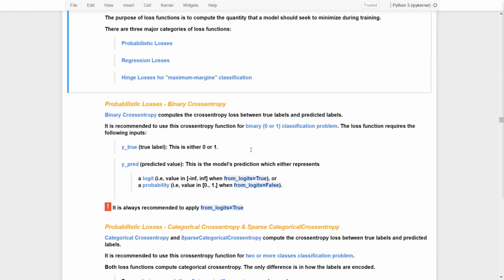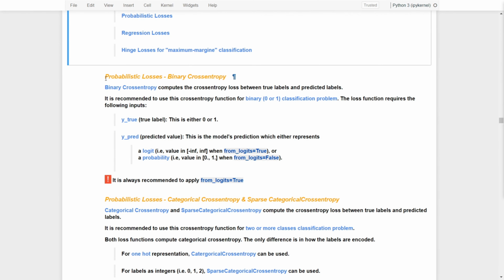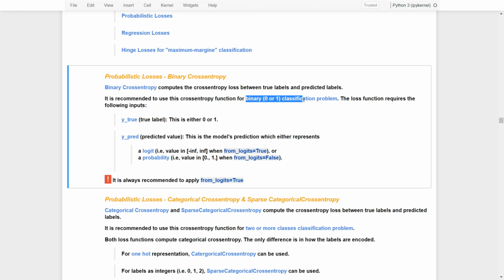Let's take a look at them one by one. The first one is the probabilistic loss, binary cross entropy. Binary cross entropy computes the cross entropy loss between the true labels and the predicted labels. It is recommended to use this cross entropy function for binary 0 or 1 classification problems. And the loss function requires the following inputs, that includes the true labels and also the predicted value.